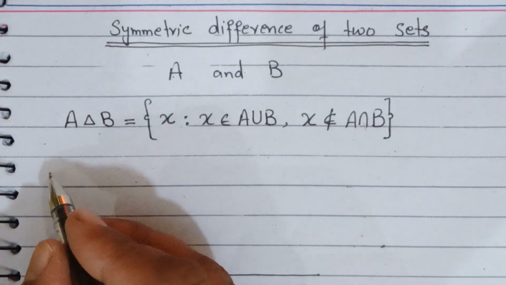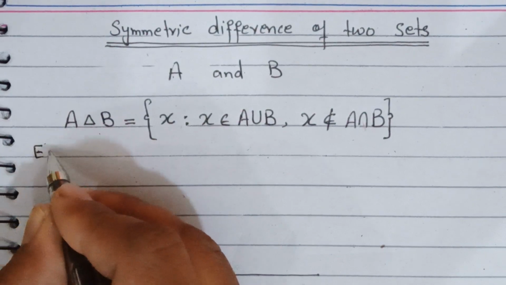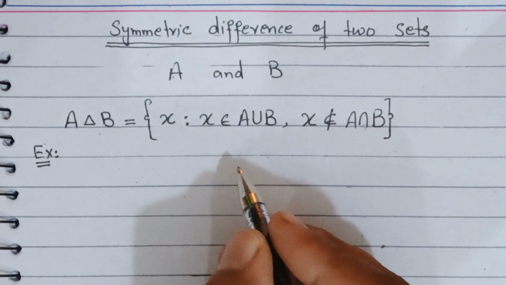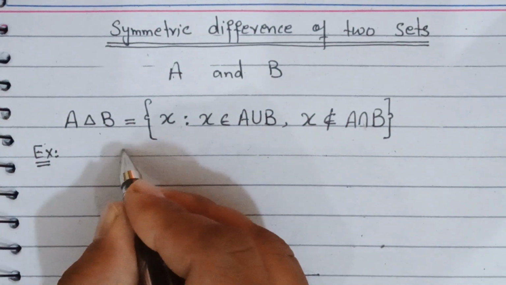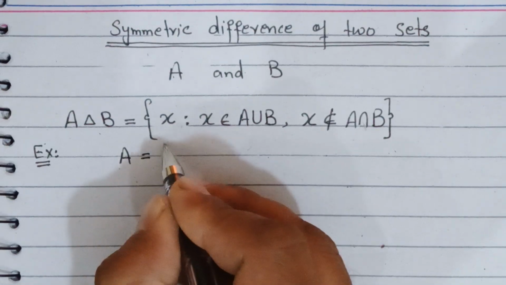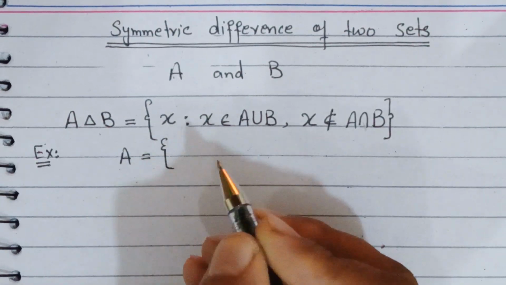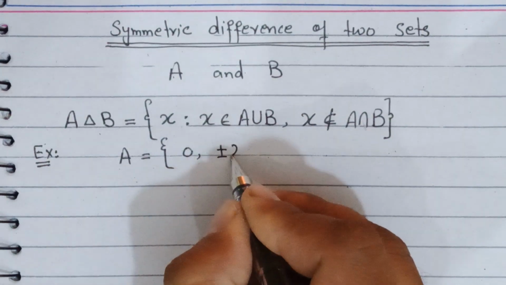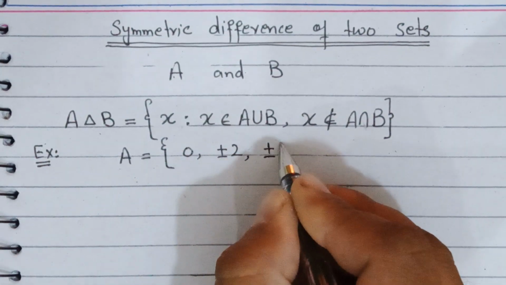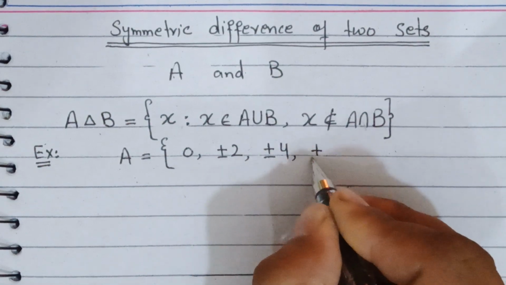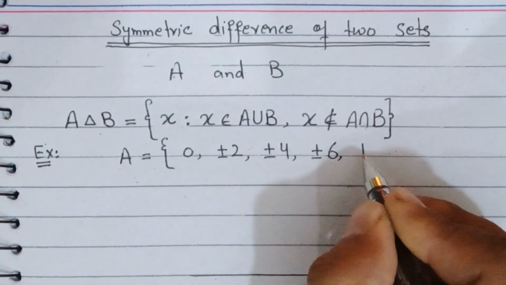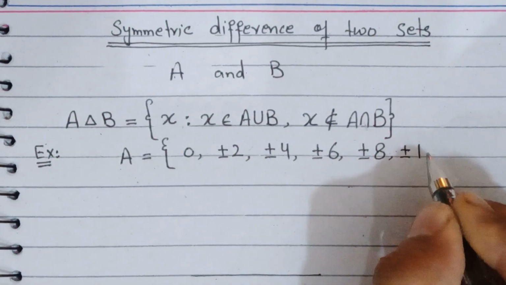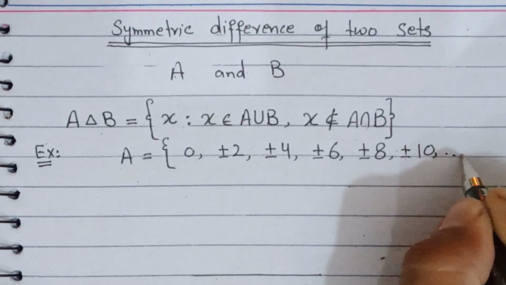Let us understand it by an example. Let's say I take two sets. Let A be the set of the multiples of 2. Let's say 0, plus minus 2, plus minus 4, plus minus 6, plus minus 8, plus minus 10, and so on.